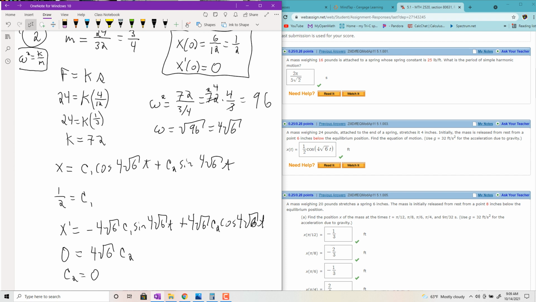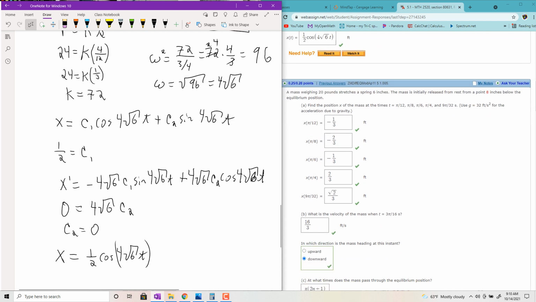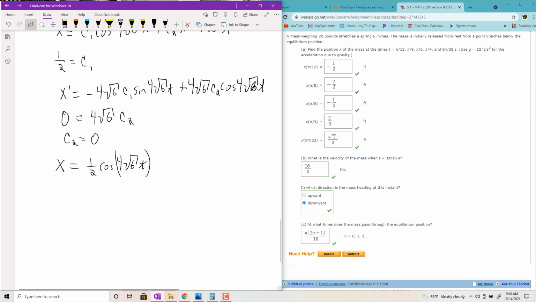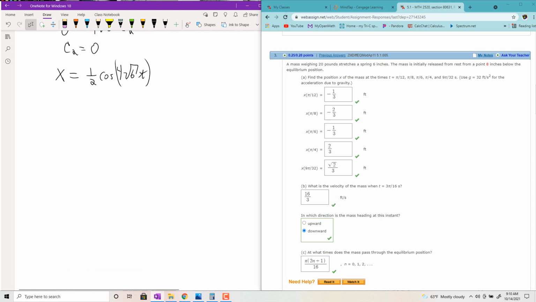Okay. Plug those constants now into your motion equations. So you get C1, which is 1/2, cosine of 4 root 6 t, and then plus 0. And you can see that's the answer over in there. Little bit of trig stuff going on in some of these questions. Like you see part C, that answer may look a little funny to you. Let's see if we can cruise through that problem and see why I have that funny answer there.